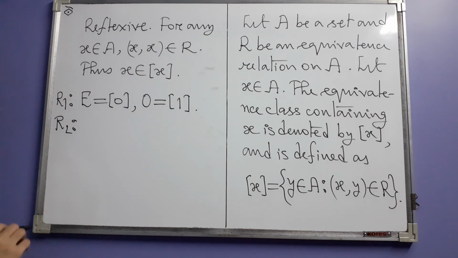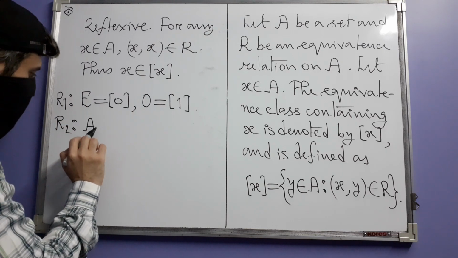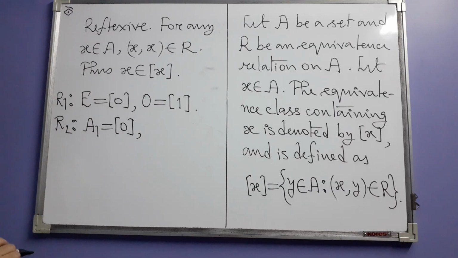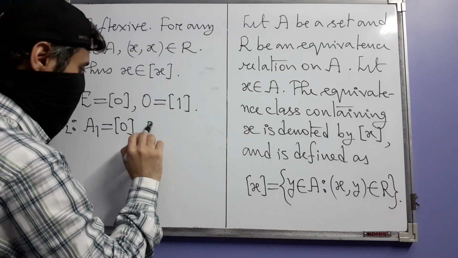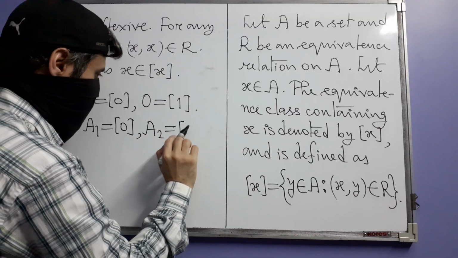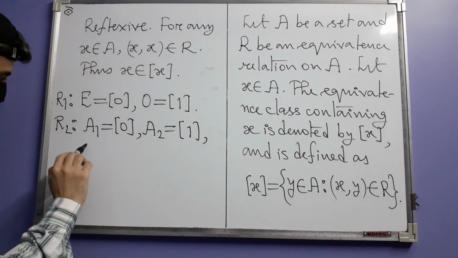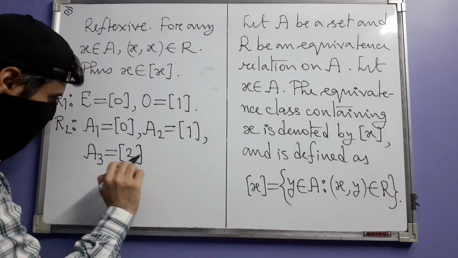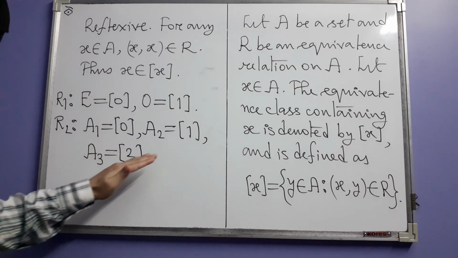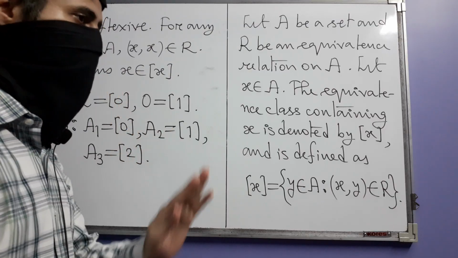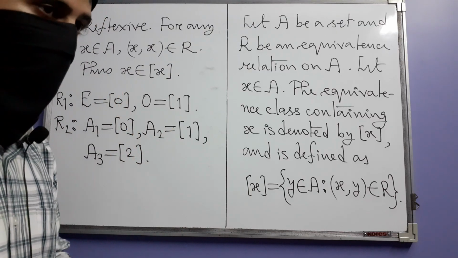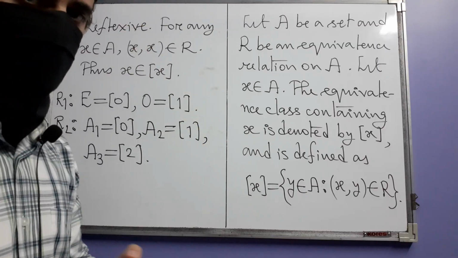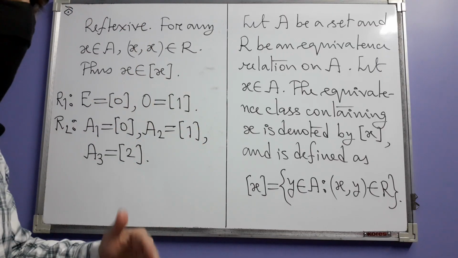For the relation R2, the set A1 is the equivalence class of 0, containing 0. The set A2 is the class containing 1, and the set A3 is the class containing 2. In this case, these are the only three distinct equivalence classes. Well, you may question, what if I take another integer, besides 0 and 1, for the relation R1?